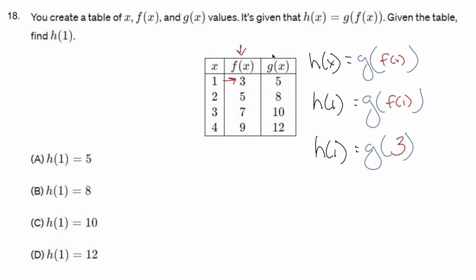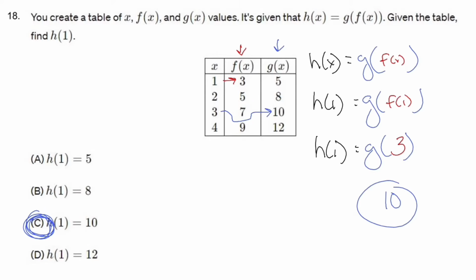G of 3 has me going to the g column and finding out what 3 is, and saying g of 3 is 10. So h of 1 is 10. So there you have it. H of 1 is 10. Composite functions involving tables, pretty easy stuff if you know what you're doing.